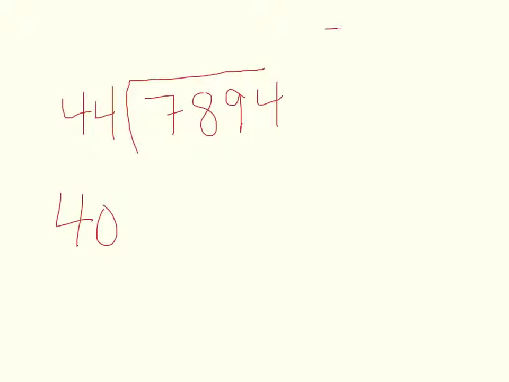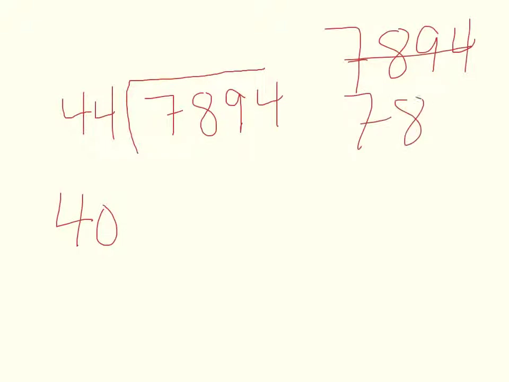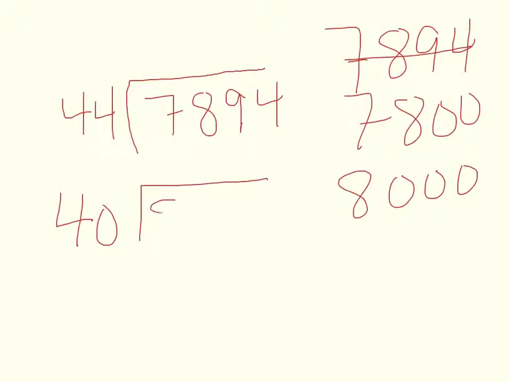So let's take a look. We can go 7,894. Whoops, my bad. 7,800 or 8,000. Go ahead, Ricardo, tell us, which one is the better number to use? Good job, Ricardo. 8,000 is a better number.